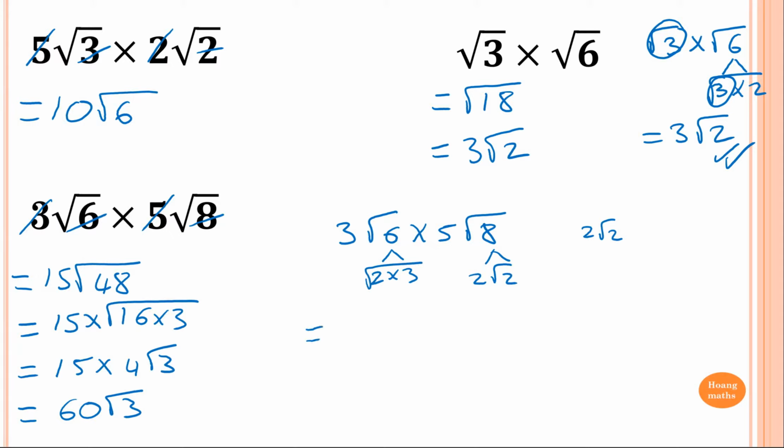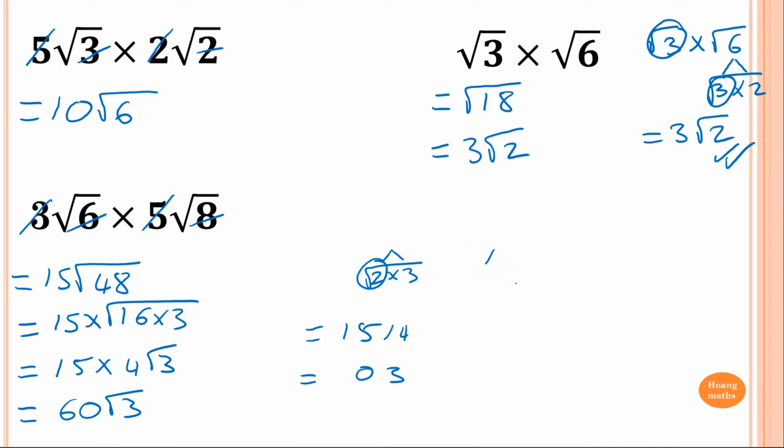Then you go, this is 3 times 5 is 15. Okay, square root 2 times square root 2 is 2, so 2 times 2 is 4. So 4 root 3. Then you go 60 root 3. A bit complicated, but if you're familiar with these techniques, personally it's simpler. But again, your call. All right, let's move on.